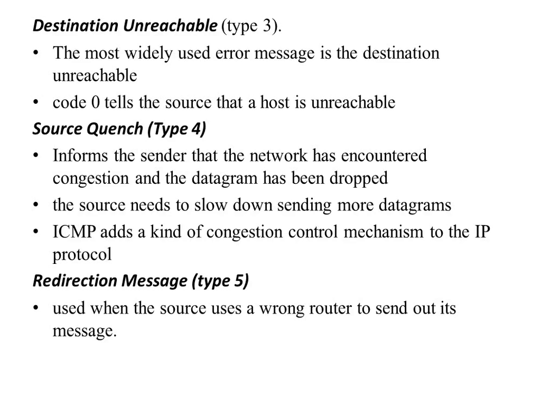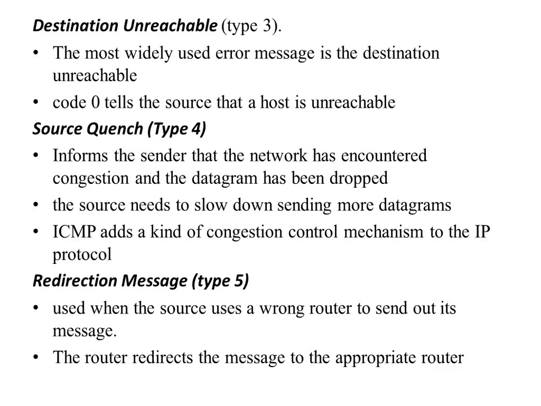So that router will redirect the message to the source, saying that the destination is not approachable or the route is wrong. So the router redirects the message to the appropriate router, and the table gets updated, and that table will take care that next time whenever you send a packet to that particular route, that route will be maintained properly.